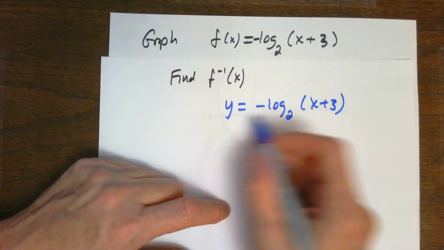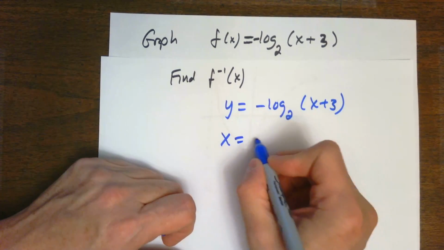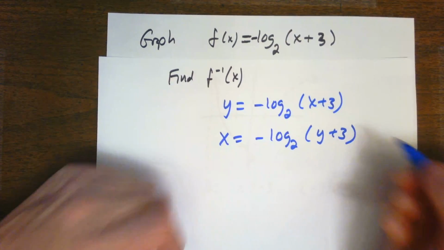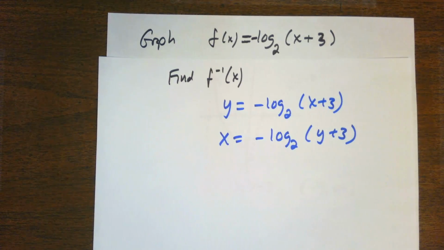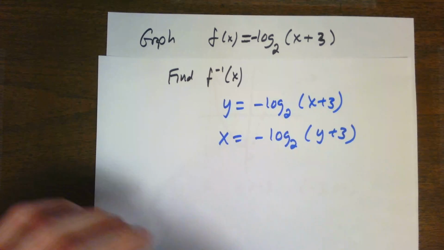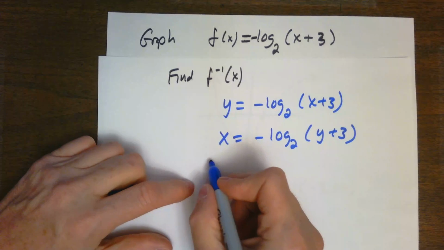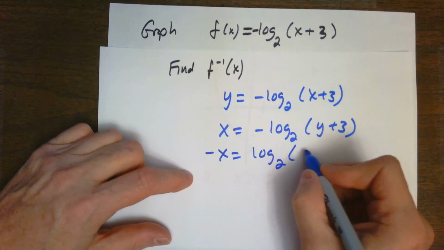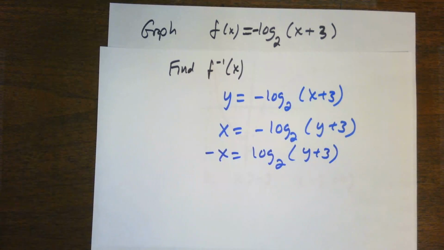Switch the x's and y's. x equals negative log base 2 of y plus 3. Now I need to solve for y. I need to get the y alone by itself. Well, how am I going to do that? First thing we'll do is get rid of the negative. Multiply both sides by -1. So now I've got negative x equals log base 2 of y plus 3.